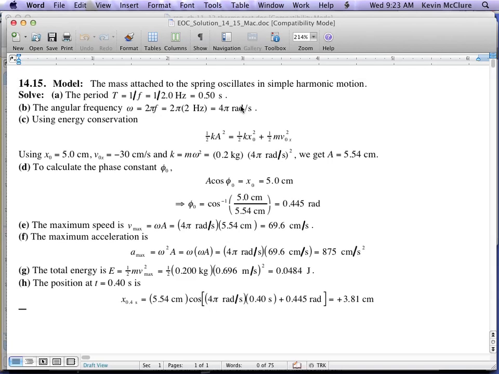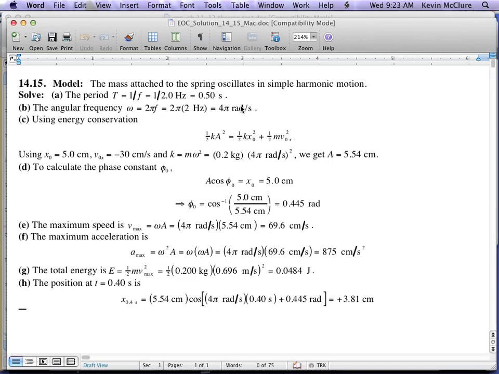Anyways, does this make sense? So what we're doing is we're saying the total energy that it has now has to equal the maximum possible energy at max amplitude. And you'll notice at this amplitude, there is no kinetic energy. That's what we're saying is velocity would be 0. At that point, it's just a matter of solving for A at 5.54 centimeters. Questions?